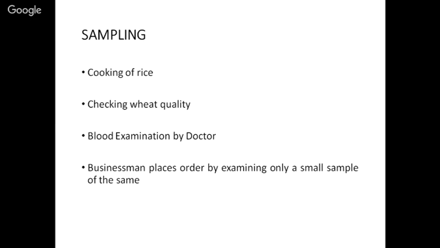Another most important example is blood examination conducted by the doctor. The doctor does not extract all the blood from the body. He takes only a few drops of the blood to know the condition of the body, and examination of the blood is based again on a sampling process. Or another example is when a businessman places an order by examining only a small sample of the same. These are some of the examples of the sampling process that is used in our daily life.